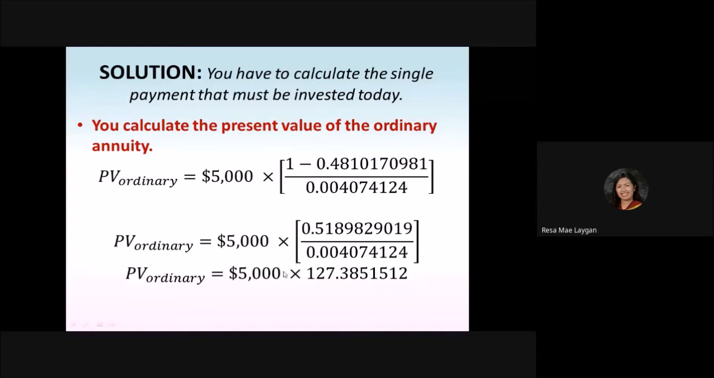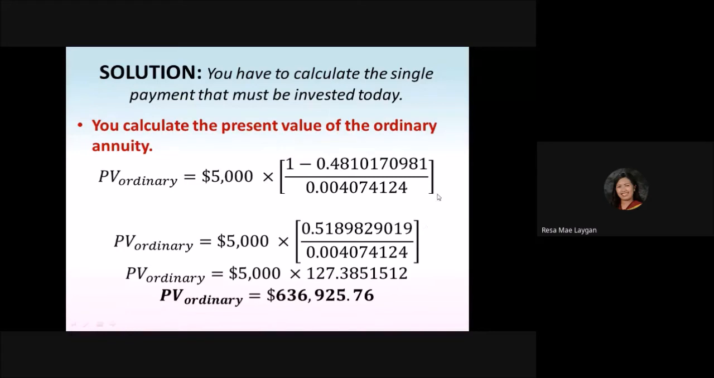You have 127.38515112 multiplied by 5,000. You will get the present value of ordinary annuity, which is $636,925.76.